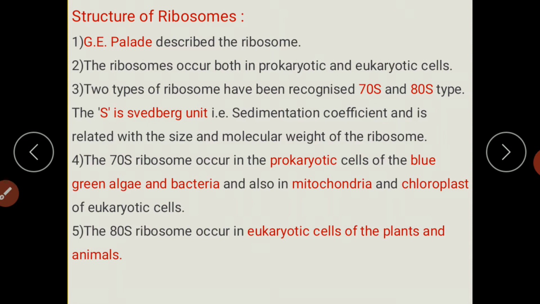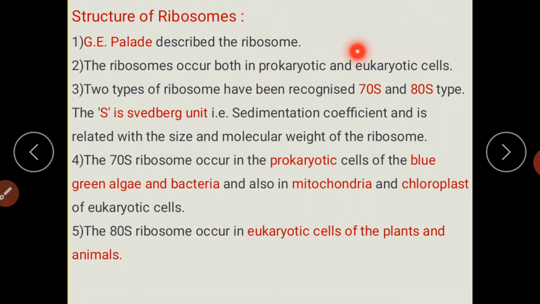The ribosomes occur in both prokaryotic and eukaryotic cells. In prokaryotic organisms, these ribosomes are found freely in the cytoplasm, as there is no definite nucleus. When the DNA of the prokaryotic cell produces RNA by the process of transcription, these ribosomes, which are freely present in the cytoplasm, synthesize the proteins with the help of the process of translation.